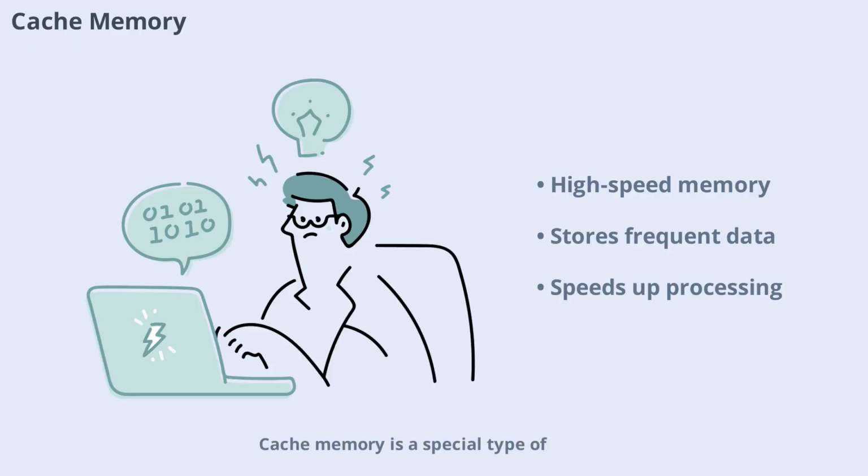Cache memory is a special type of high-speed memory located close to the CPU. It stores frequently accessed data and instructions, reducing the time the CPU needs to fetch information from main memory. This small but powerful unit significantly enhances processing speed and overall system performance.